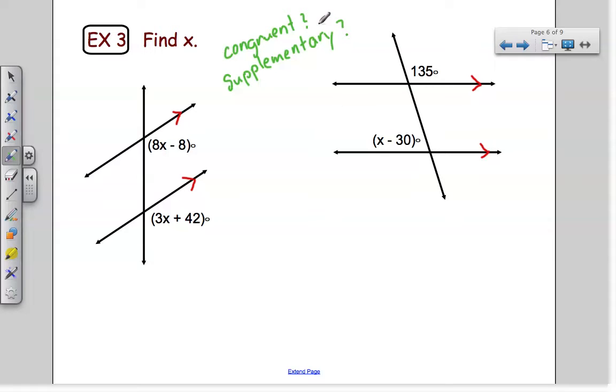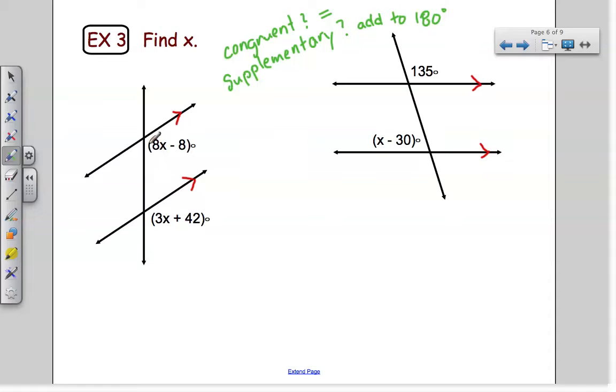Now if they're congruent, what are you going to do? You're going to take them and set them equal. If the angles are supplementary, you're going to add them up to 180. Those are your only 2 options if you have 2 angles marked in a situation where parallel lines are cut by a transversal.